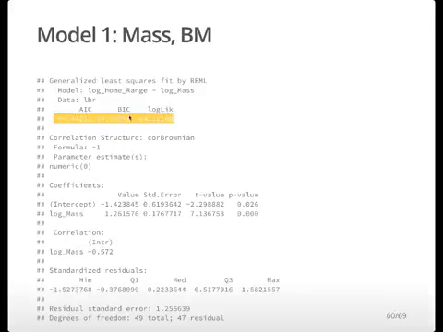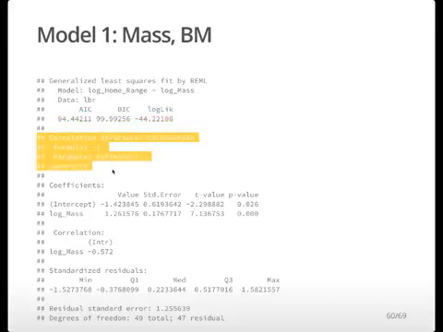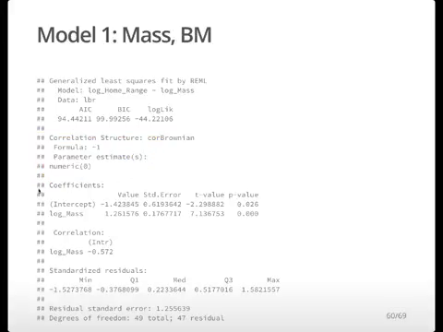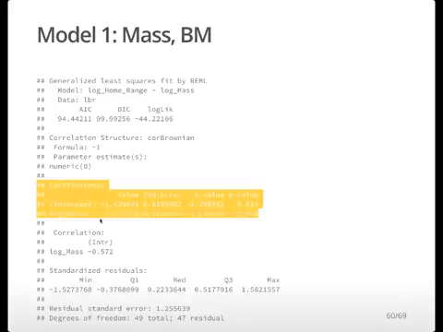Here's an AIC and BIC, which I know we probably mentioned from time to time. Here's the likelihood. Here's the correlation structure. Right? So we've estimated nothing. So later on we'll estimate things. Here are our coefficients. Right? So here's the mass slope. Here's the intercept.